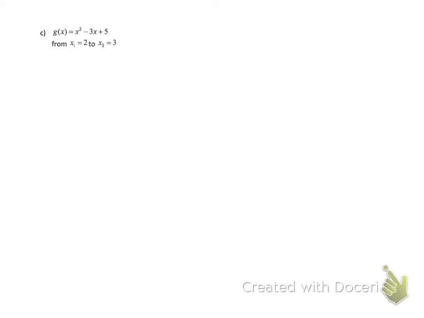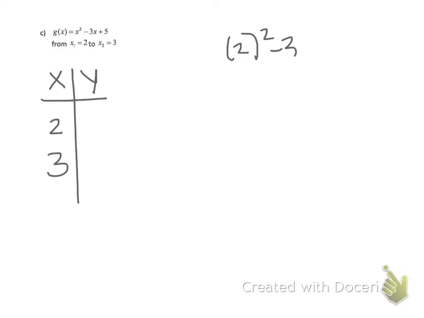Last example, we cannot do that shortcut because this is not linear. So we're going to set up our table. X's are 2 and 3. We're going to do some scratch work off to the side to find the y values. So I have 2 squared minus 3 times 2 plus 5. So 4 minus 6 plus 5.